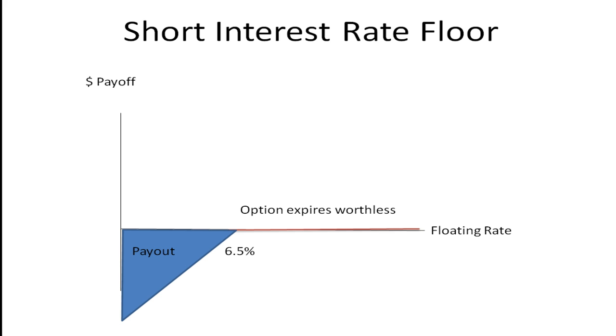And of course, if there's a long position, there has to be someone on the other side of the transaction. The short interest rate floor looks like a short position in a put option with an exercise price of 6.5%. Again, interest rate above 6.5%, option expires worthless. If it goes below 6.5%, then the writer has a payout, has to pay the individual or the firm that has the long position.